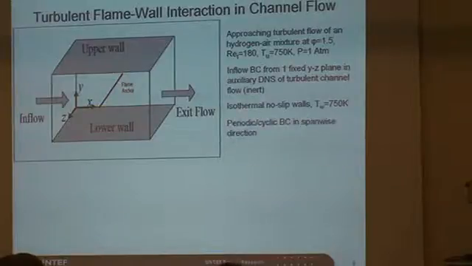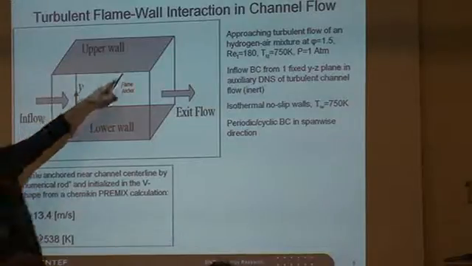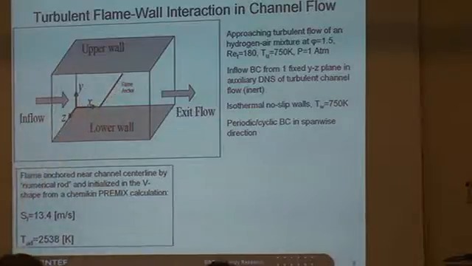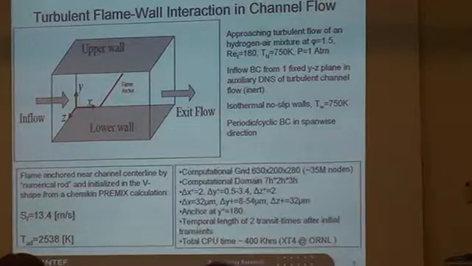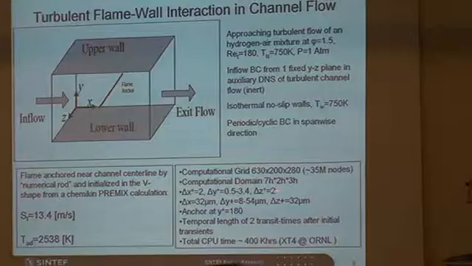The isothermal no-slip walls, and it is periodic in this direction. The anchor is created by a kind of numerical hot rod. So I impose burnt conditions and high temperature in this. This stabilizes the flame. The computational grid is relatively small these days, 25 million nodes. The computational domain, H is the half channel width. The resolution is 32 microns.